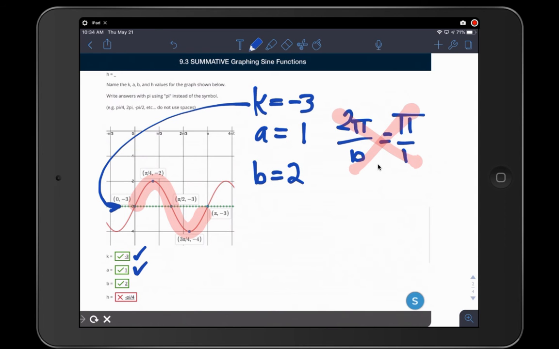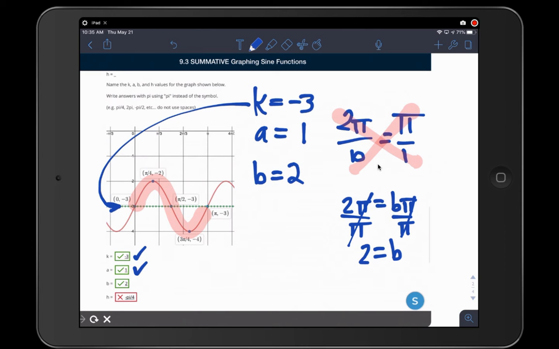I was taught to always cross multiply whenever possible, turn it into a proportion, a ratio with an equal sign. So we got 2 pi times 1, that's 2 pi. And then b times pi is b pi. And then I divide by pi on both sides to get b alone. And then you get 2 is equal to b. So those are a few different approaches for figuring out what b is, if you needed some help.